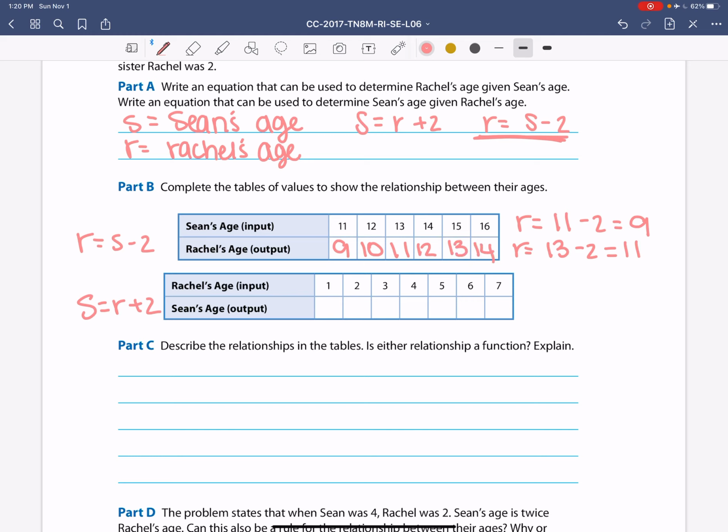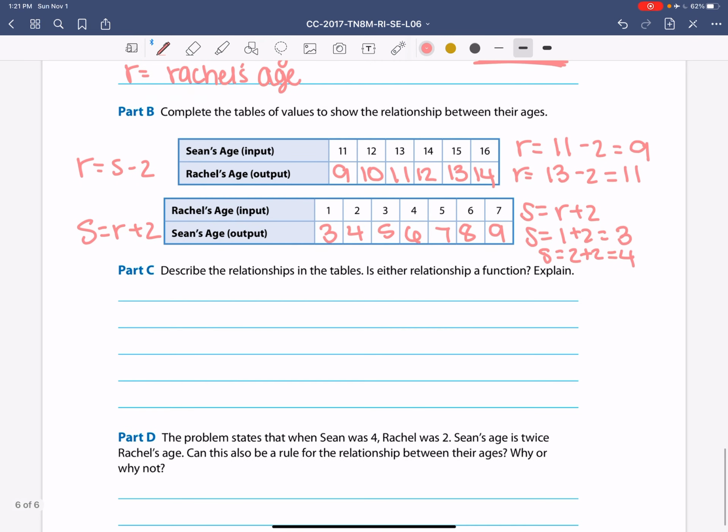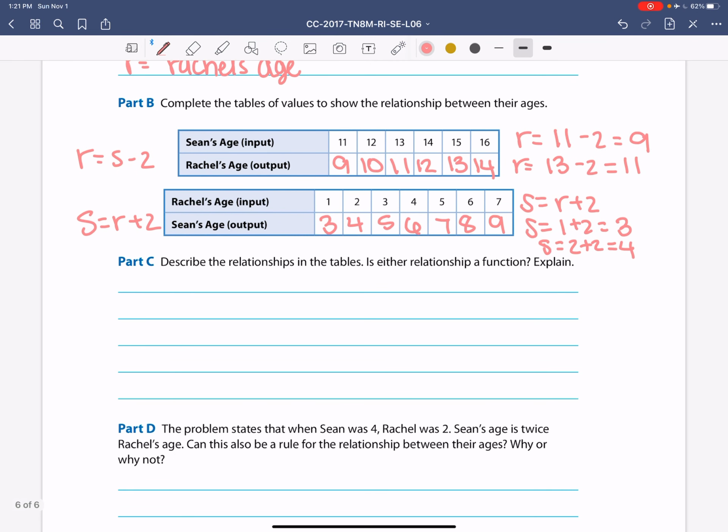Okay? And then if we had Sean, we're trying to find Sean's age given Rachel's age. So Sean's age is going to be equal to Rachel's age plus 2. So we have Rachel's age is 1 plus 2. That means Sean was 3. And if Rachel's 2 plus 2, we'll get Sean's age of 4. And we'll move on, so on and so forth. Okay. Part C, describe the relationships in the tables as either relationship, a function, and explain.